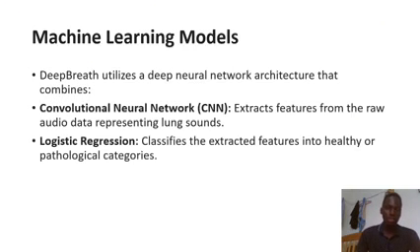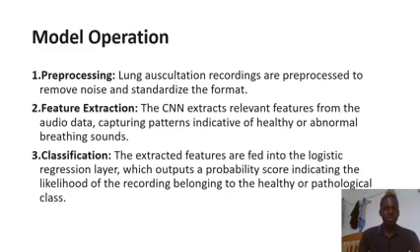So for the machine learning models, Deep Breath utilizes a deep neural network, an architecture that combines both convolutional neural networks and logistic regression. The convolutional neural network is used to extract features from the raw audio data from the lungs, and then the logistic regression model classifies the extracted features into either healthy or pathological categories. In the model operation, there are basically three steps.